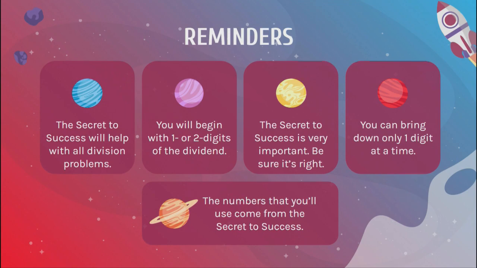All right, when you divide, you're only going to begin with the first, or maybe the first 2 digits of the dividend. No one's going to divide the entire dividend in one step. You got to take it in chunks. Secret to success is very important, so you got to make sure that you get it right. You know your multiplication facts? Great. If you're having to count or skip count, be careful. You can bring down only 1 digit at a time. You should never have 2 arrows bringing numbers down at the same time. And numbers that you'll use come from the secret to success. So make sure you have that list and make sure it's accurate.